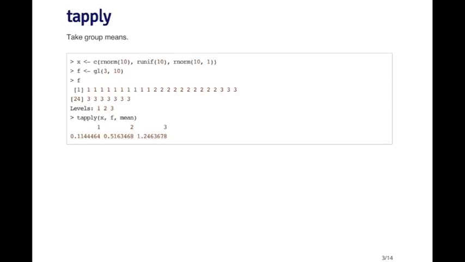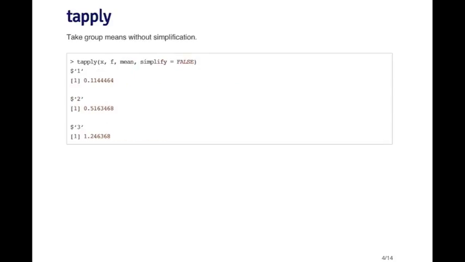So now I can tapply on x, pass it the factor variable f and the mean function, and that allows me to take the mean of each group of numbers in x. If you don't simplify the result, then what you get back is going to be a list. So this is tapply applied to the same numeric vector and factor as on the previous slide. When I calculate the mean and I say simplify equals FALSE, then I get back a list with 3 elements, and in each element of the list is the mean of that subgroup.